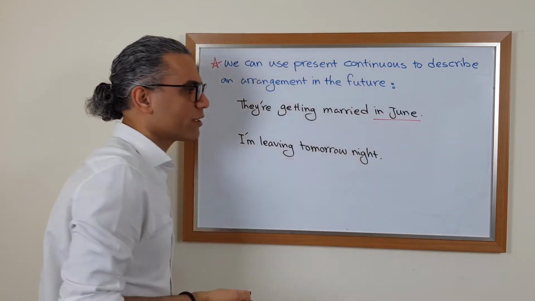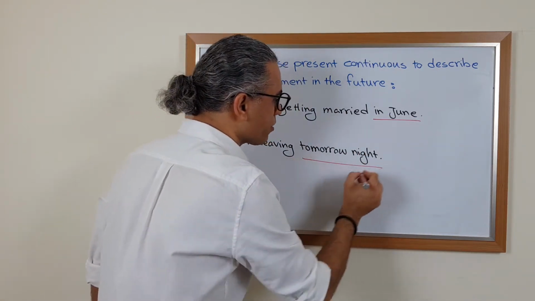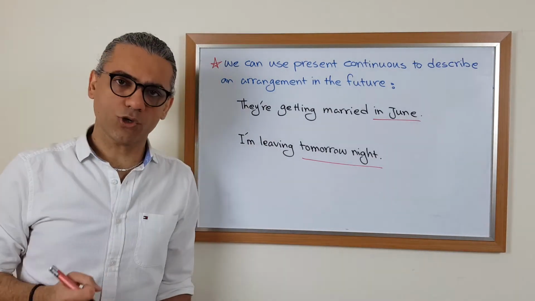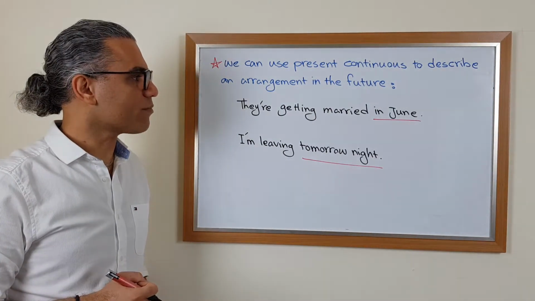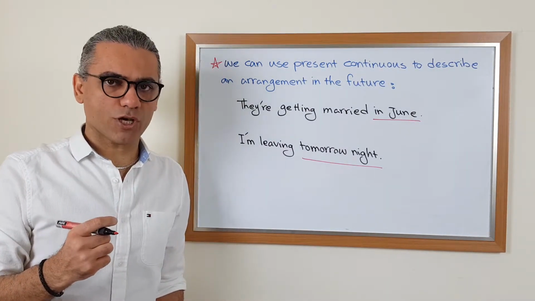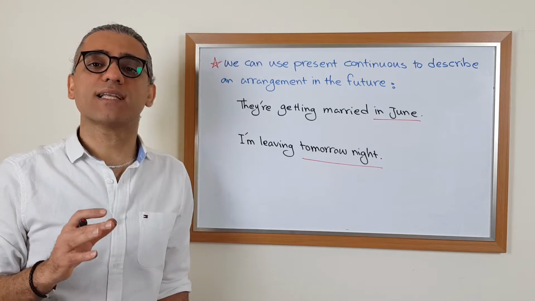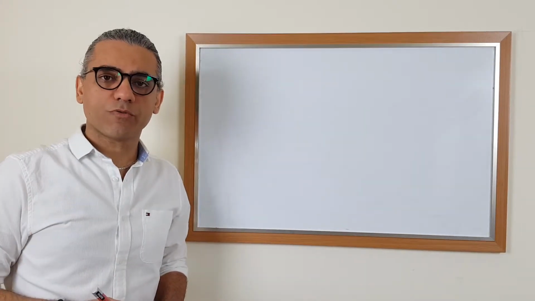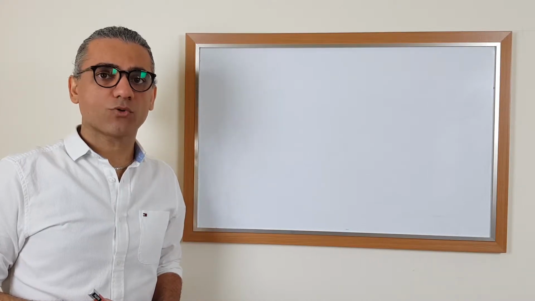In June, this is for the future, and tomorrow night is also about the future, but we are using present continuous tense for these two examples. It means that whenever you have an arrangement in the future, not just a plan, not just an intention, it needs to be arranged. Okay. The last point before we get to the exercises is about present simple.